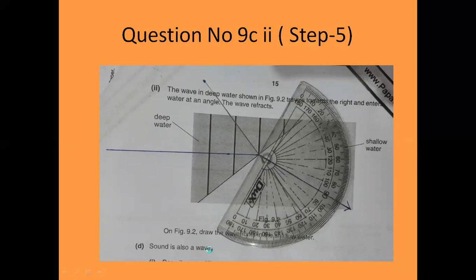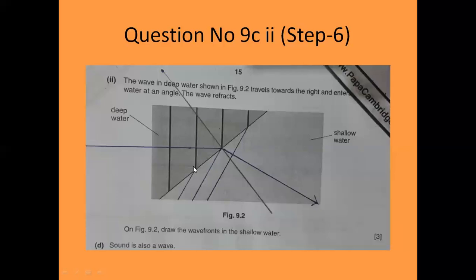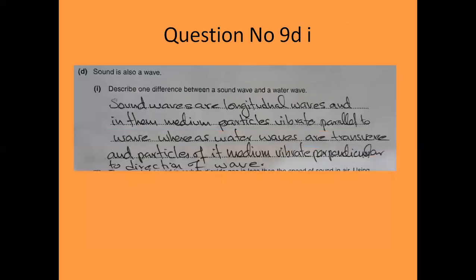I will continue doing this process. And you can see I have shown here these three wavefronts. You can see that these wavefronts are parallel to each other. They are perpendicular to the direction line in the shallow water. Plus, these wavefronts are closer to each other, which shows that the wavelength has decreased. So this is a very, very important question. I hope you have understood the technique.